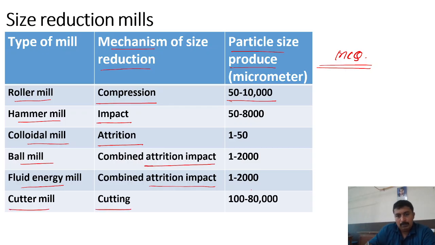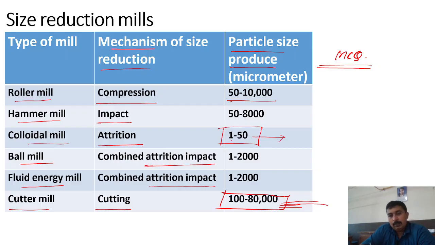Now you can see here the size of the powder particle or material produced by the cutter mill is very much coarse because it is just responsible for cutting of the material, and it is most commonly used for cutting of the different parts of medicinal plants. So cutter mill produces very coarse powder material, whereas colloidal mill produces very small powder particles, 1 to 50 micrometer. So that's why this table is very much important, and you must remember all the powder particle sizes produced by a particular mill as well as the mechanisms of size reduction.